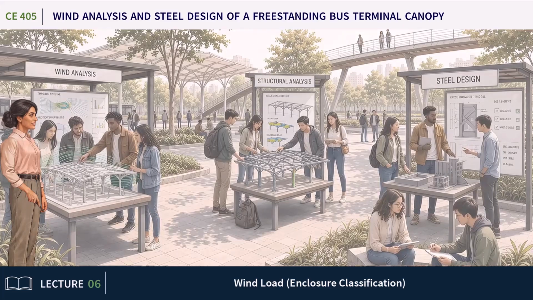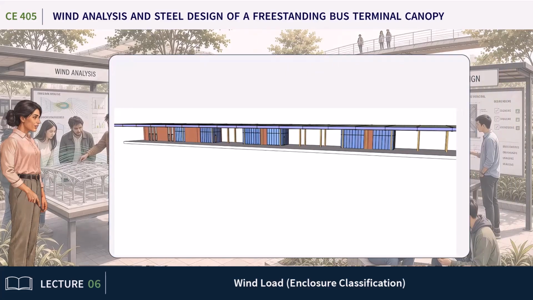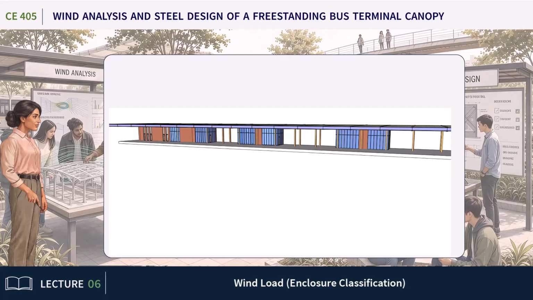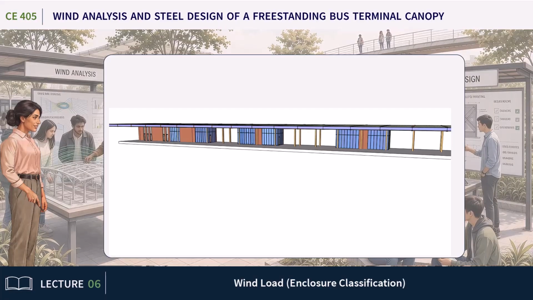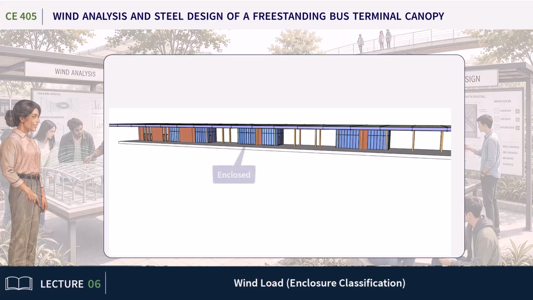This is Lecture 6 of our Canopy Analysis and Design course. In Lecture 5, we wrapped up the analysis of the open canopy portion. In this session, we're shifting our attention to the enclosed sections beneath the canopy. Our goal here is to determine the wind loads acting on a typical frame located inside these areas.